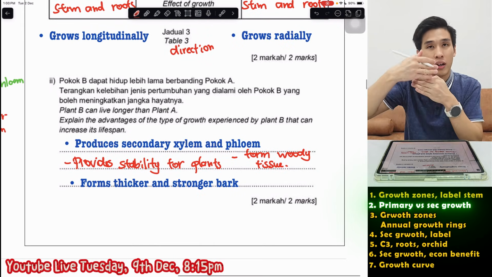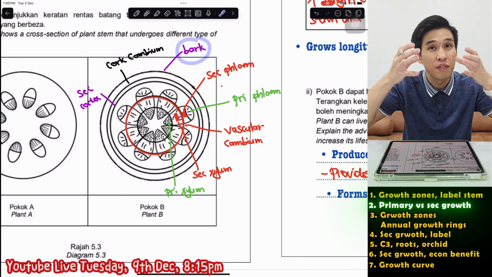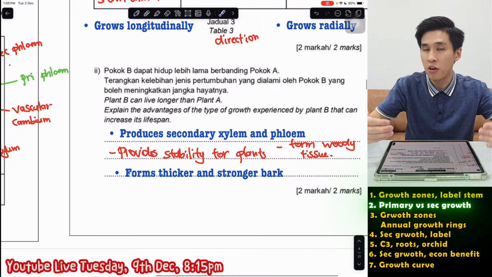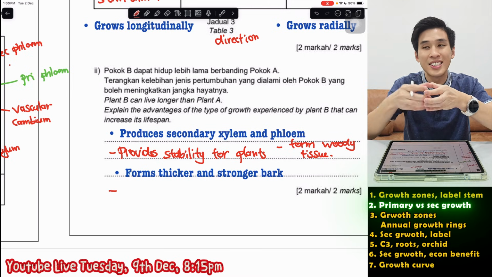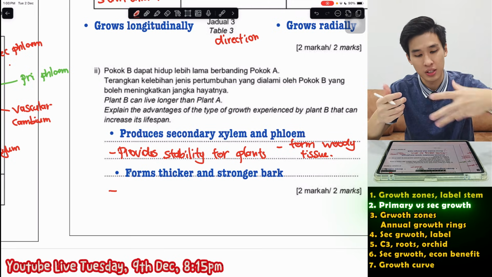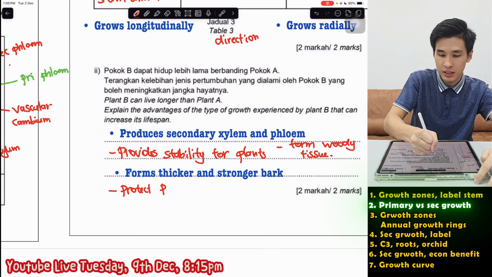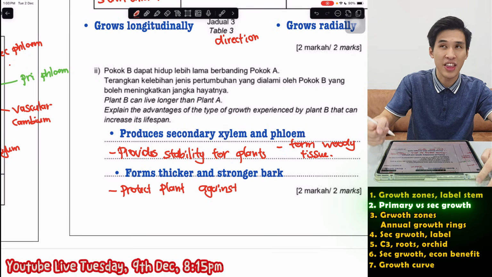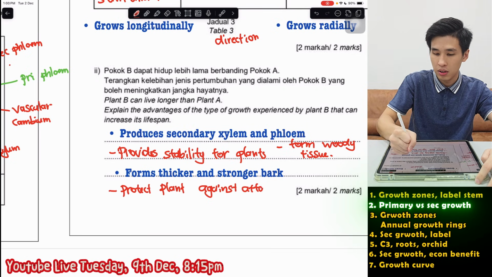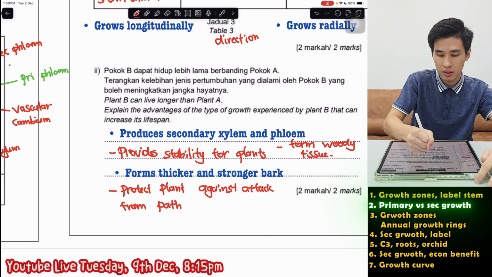And also the bark. So these secondary tissues will all have benefits. Bark is like a protective layer, so it's usually very strong, very thick. Now, if you read your textbook, it actually can protect the plant against insects and also pathogens, meaning germs. So it protects plants against attack from insects and pathogens.